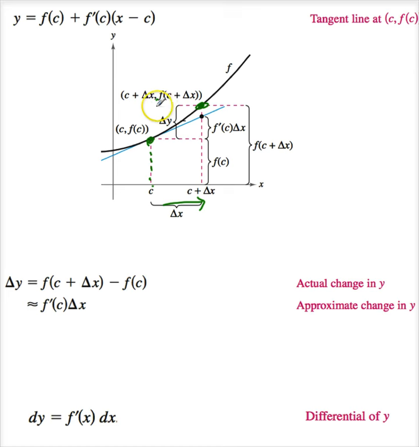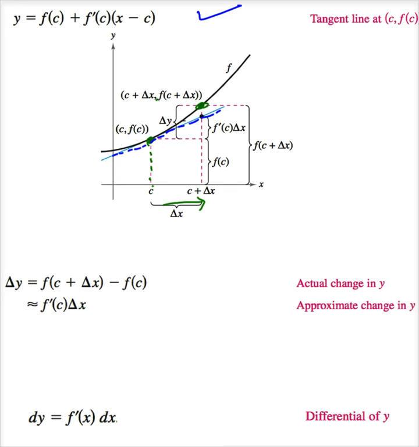Now sometimes this is too hard to do, or it's just a pain. So sometimes we want to approximate it with a tangent line. Now you remember the tangent line at c, f of c, is y equals f of c plus f prime of c times x minus c. This is the tangent line approximation.